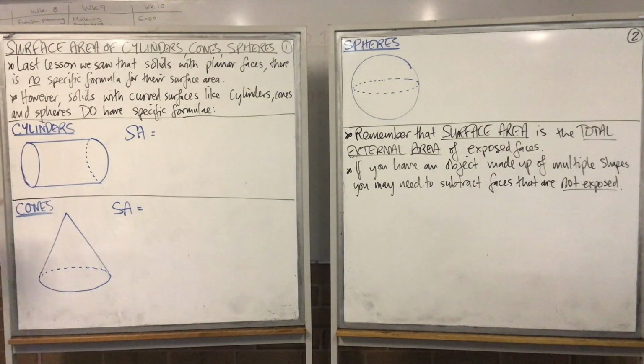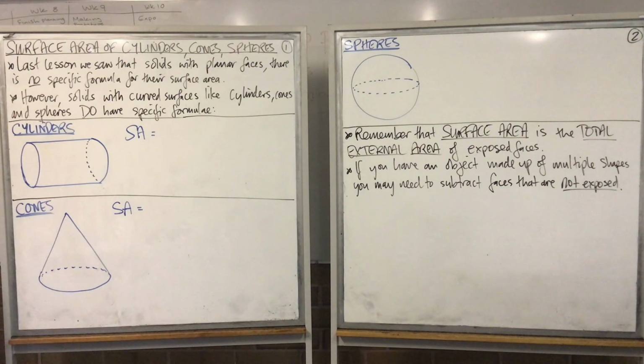Now, there are solids that have curved surfaces like cylinders, cones, and spheres. They have a specific formula. I wasn't your teacher last year. Does anyone know what the formula for a cylinder was off the top of their head? You don't have to.